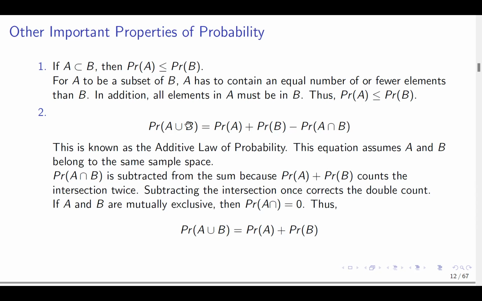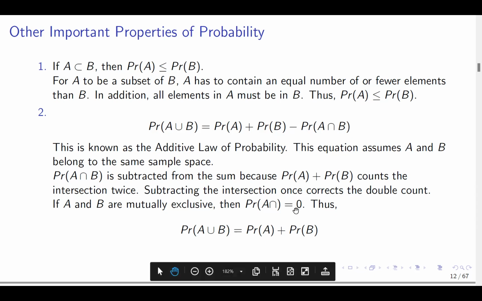Number 2, the probability of A union B is equal to the probability of A plus the probability of B minus the probability of A intersection B. This is the additive law of probability, okay? It assumes that A and B all belong to one sample space. So why do we subtract the intersection of A and B? Because if A and B have common terms, if you add the probability of A and the probability of B, you would have added those common terms twice. So there's a need to take those out once so that it takes care of the double counts of those intersections.